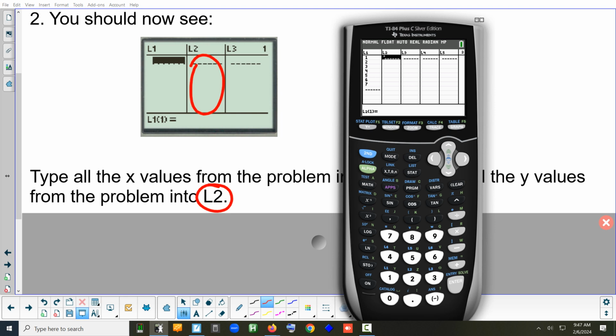What's the first y value they want us to type in? 9. And then the next one? 5. We're just going to keep going down. 13. 11. 10. 11. 19.